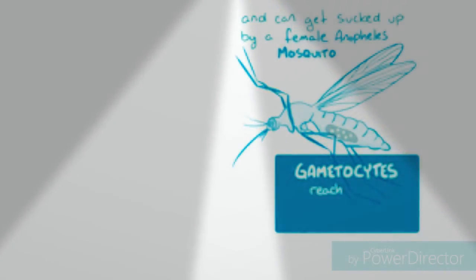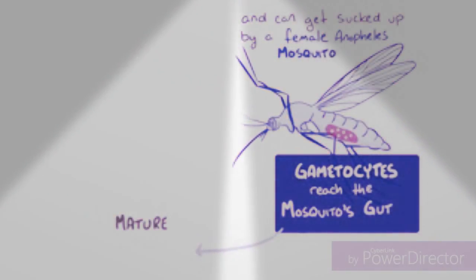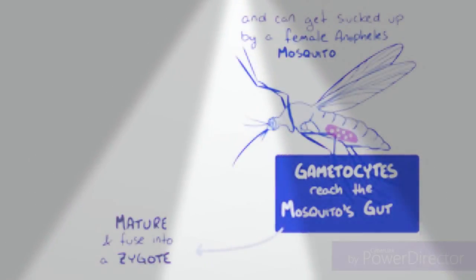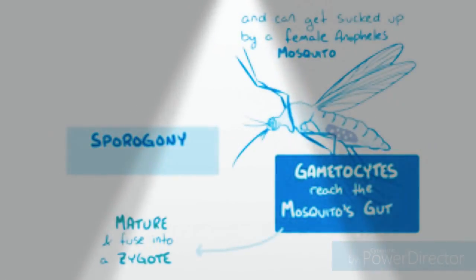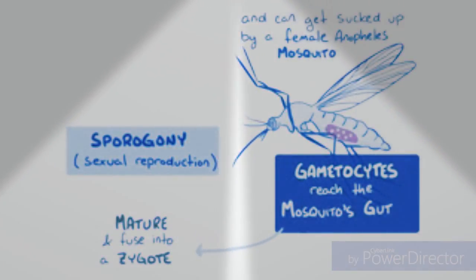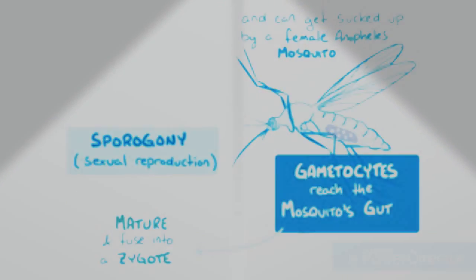The gametocytes can then reach the mosquito's gut, where they mature a bit more and then fuse together to form a zygote. This part of the Plasmodium life cycle is called sporogony, and it's sexual reproduction, as opposed to schizogony, or asexual reproduction, that happened in the liver and red blood cells.